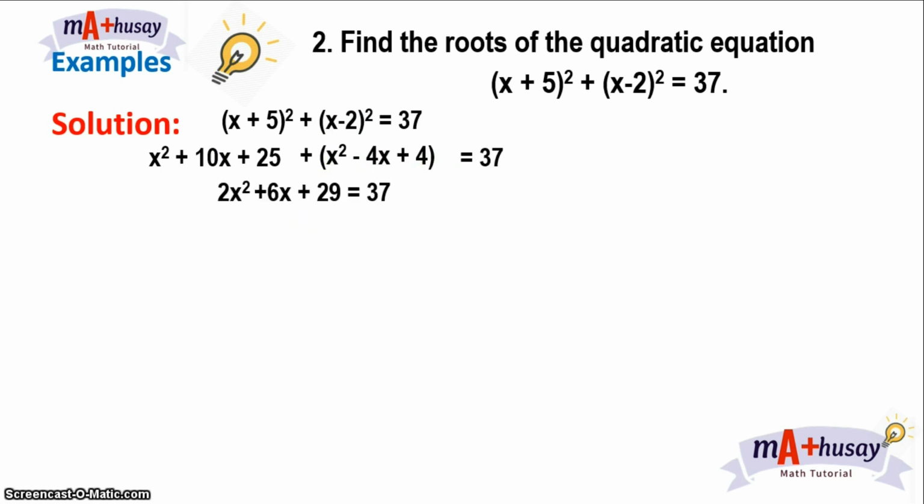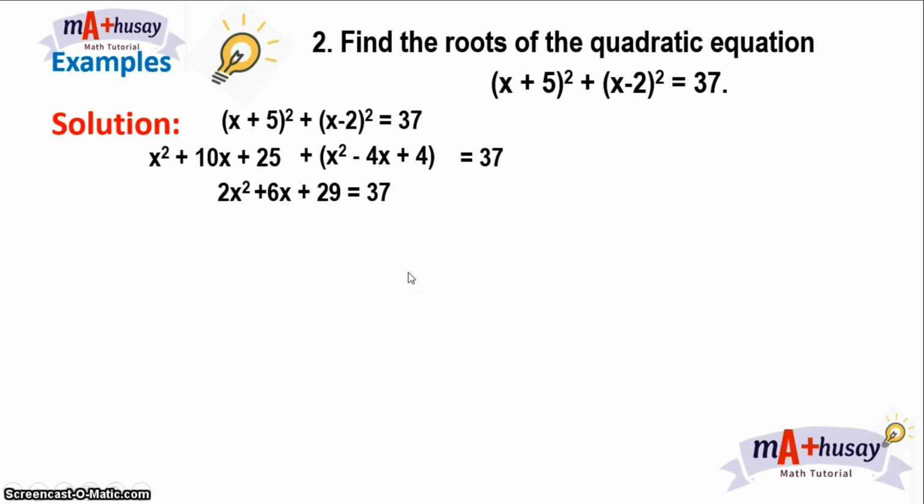When you combine like terms, we have 2x squared because you have x squared here and another x squared here, positive. So, 2x squared. So, the next is you have 10x minus 4x. That will give you 6x. 25 plus 4 is 29. So you have 2x squared plus 6x plus 29 on the left side of the equation, which is equal to 37. Again, this is not yet in standard form.